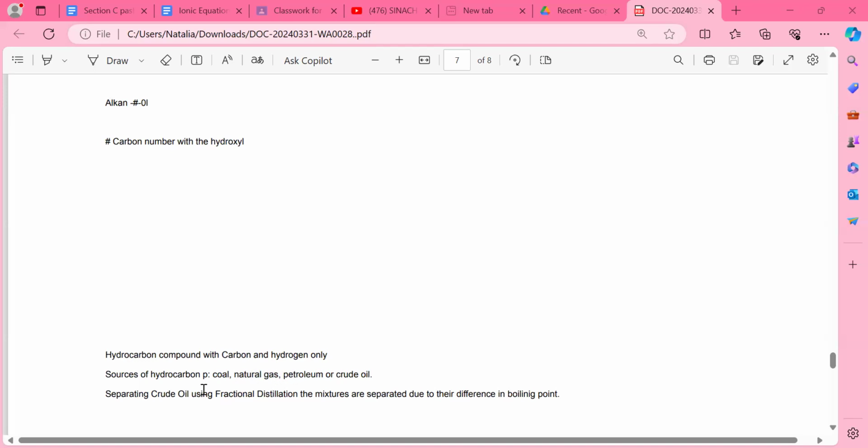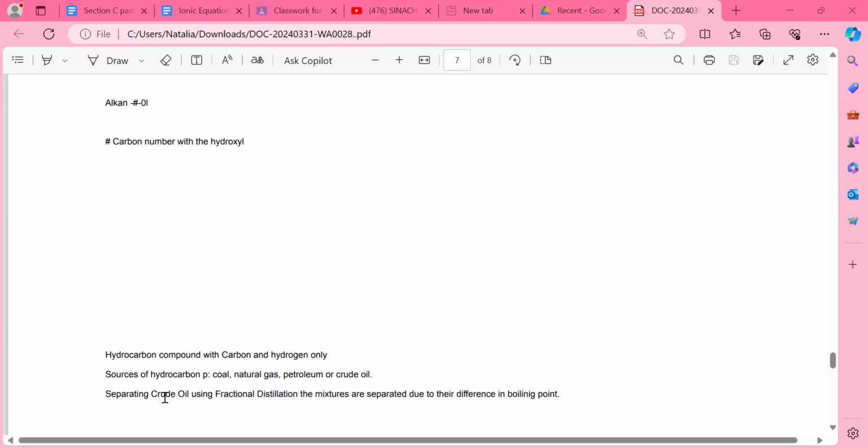So here we need to know the definition. A hydrocarbon is a compound comprising of carbon and hydrogen only. Sources of hydrocarbons are coal, natural gas, petroleum. Another question they can ask you is what's the main component of natural gas? And the main component is methane. Clear?